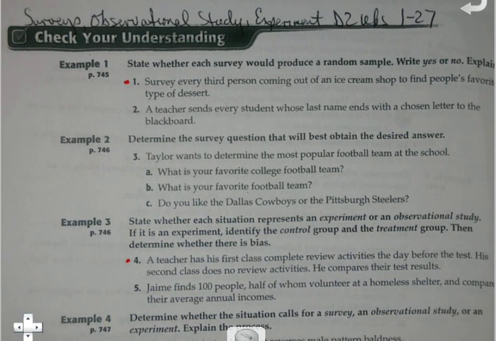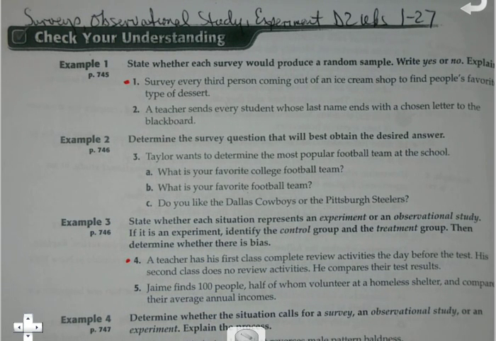So if we look at number 1, it says we're going to survey every third person coming out of an ice cream shop to find out people's favorite type of dessert. Would that be a random sample? Yes. No. You're saying every third person. Every third person would be good, but there's something else there that should sort of get our alert buzzers going off here. Ice cream shop?